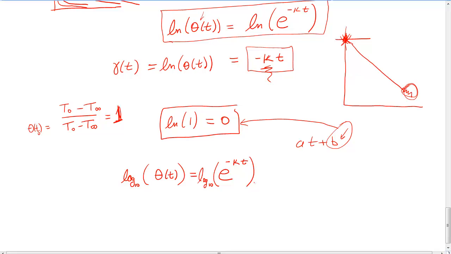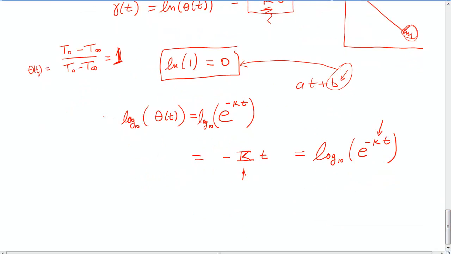And then what I'll get is some sort of factor minus, say, k t, where the k is not the kappa there. But the thing is it would still be log base 10 of e to the minus kt. This is what I'm searching for. This is what I'm going to find.